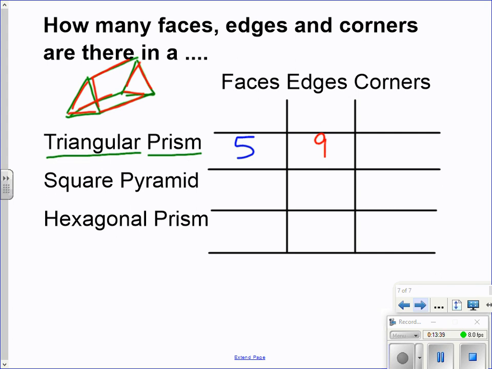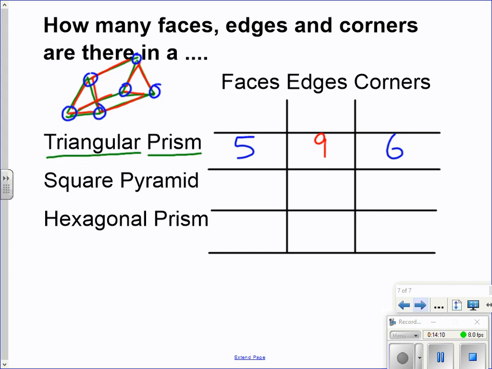And I think I remember what the corner is. I think the corner is how many points are there? How many corners are there? There looks like there are 1, 2, 3, 4, 5, 6. Where's the count when I need him? 6 corners. Nukes, how's that? I've got 5, 9, and 6. Charles, that's brilliant. That's exactly the right answer. Way to go. Well, thank you very much.